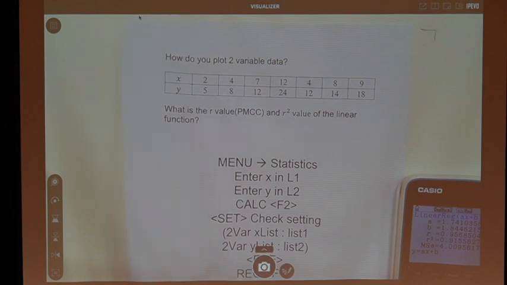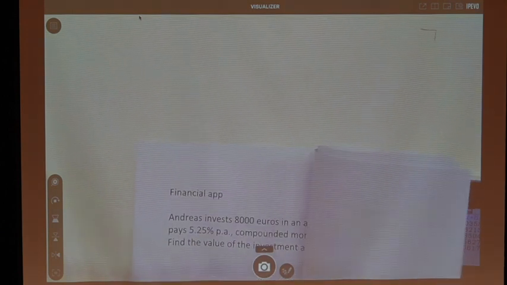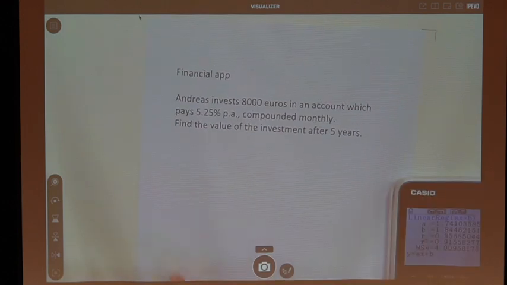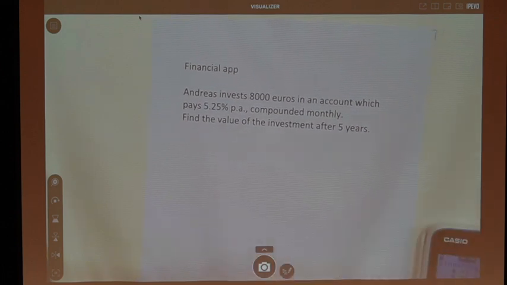Your GDC can take pictures. Okay guys, we are running out of time, so I'm going to skip a few. Financial apps. Very good app that was invented for the Casio. Before this app was there, I am very old-fashioned. I will have to use those.